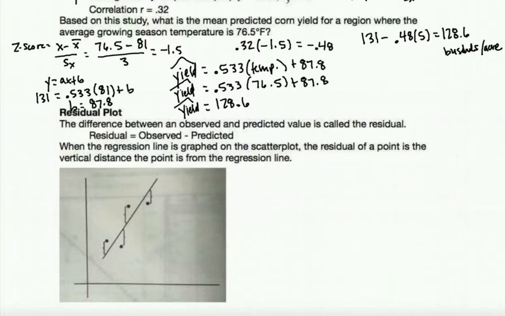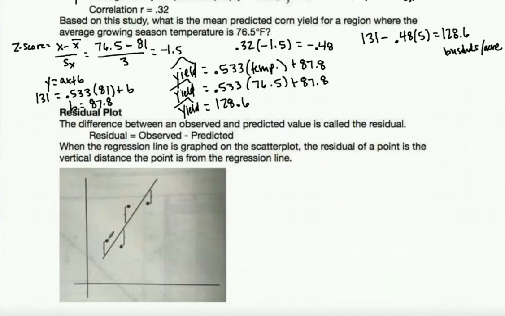Now, when we talk about our observed values and our predicted values, the next natural thing in the progression is a residual plot. A residual is basically the difference between the observed value and the predicted value. We always find the residual by taking the observed value and subtracting what you predict to happen. When the regression line is graphed on the scatter plot, the residual of a point is the vertical distance the point is from the regression line.